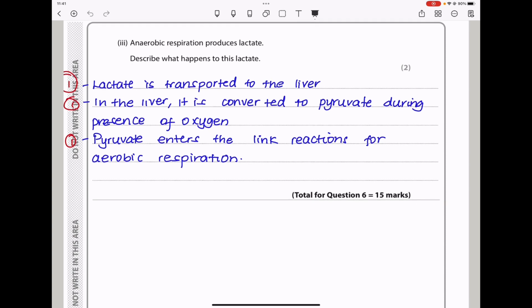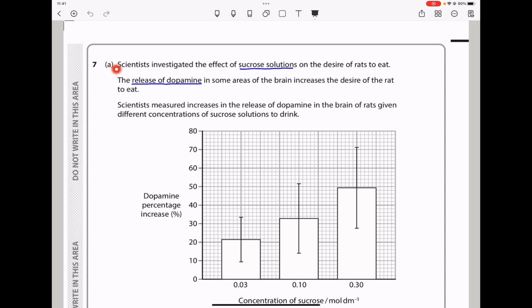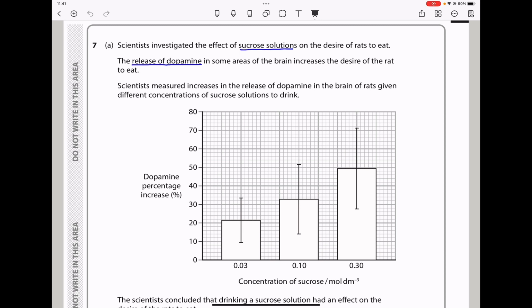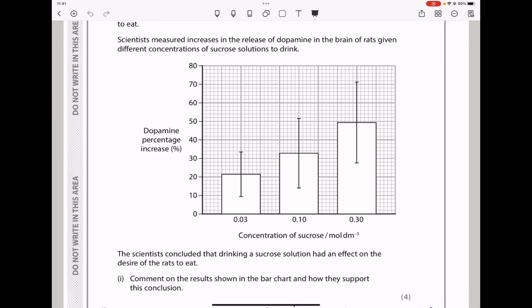So this brings us to the end of question 6. Let's continue to question 7. Question 7. Scientists investigated the effect of sucrose solutions on the desire of rats to eat. The release of dopamine in some areas of the brain increases the desire of the rat to eat. Scientists measured increases in the release of dopamine in the brain of rats given different concentrations of sucrose solutions to drink. So this is the data given. We can see dopamine percentage increase on the vertical axis and then the concentration of sucrose solution on the horizontal axis.